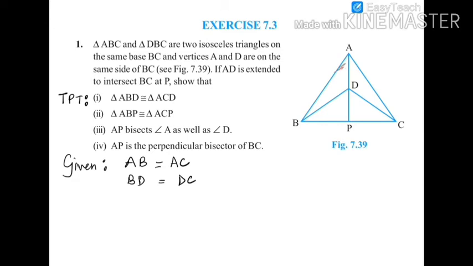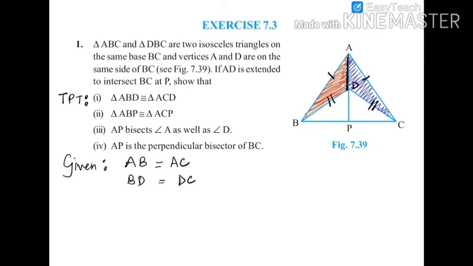We have to show triangle ADB is congruent to triangle ADC. Let's find 3 parts that are equal in these two triangles. AB is equal to AC, that is given. BD is equal to DC, that is also given. And the third side AD is shared by both the triangles.